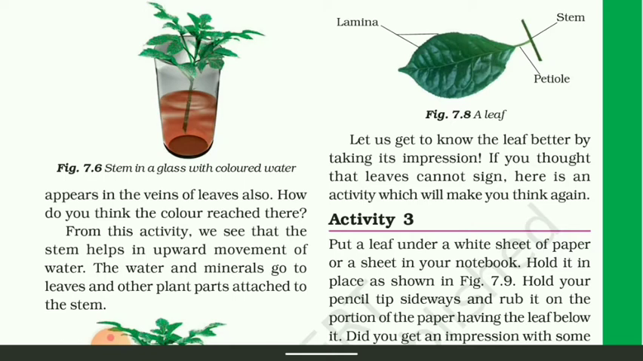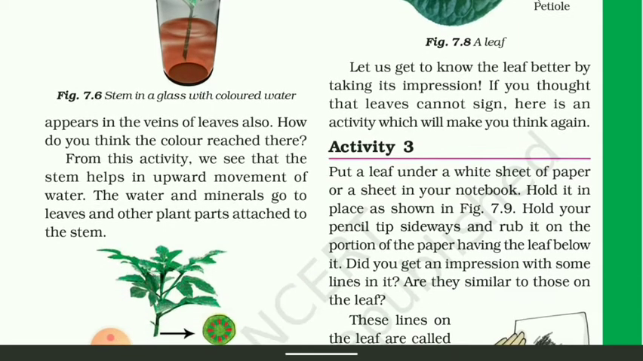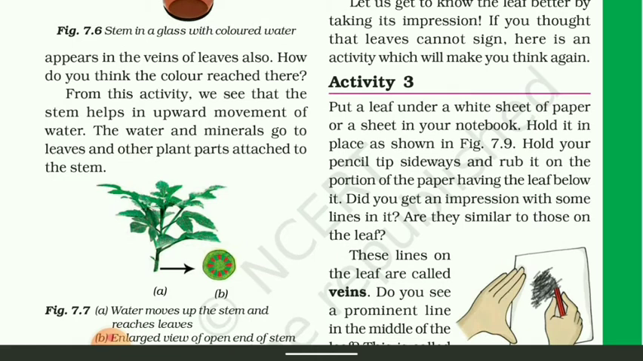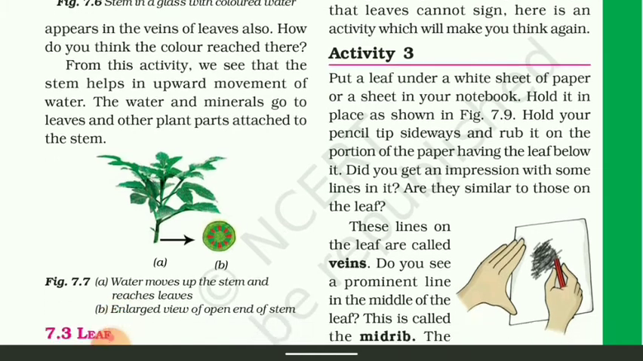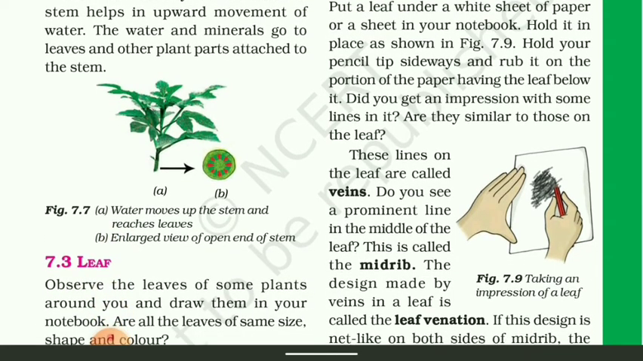If you thought that leaves cannot sign, here is an activity which will make you think again. Activity 3. Put a leaf under a white sheet of paper or a sheet in your notebook. Hold it in place as shown in figure 7.9. Hold your pencil tip sideways and rub it on the portion of the paper having the leaf below it. Did you get an impression with some lines in it? Are they similar to those on the leaf?